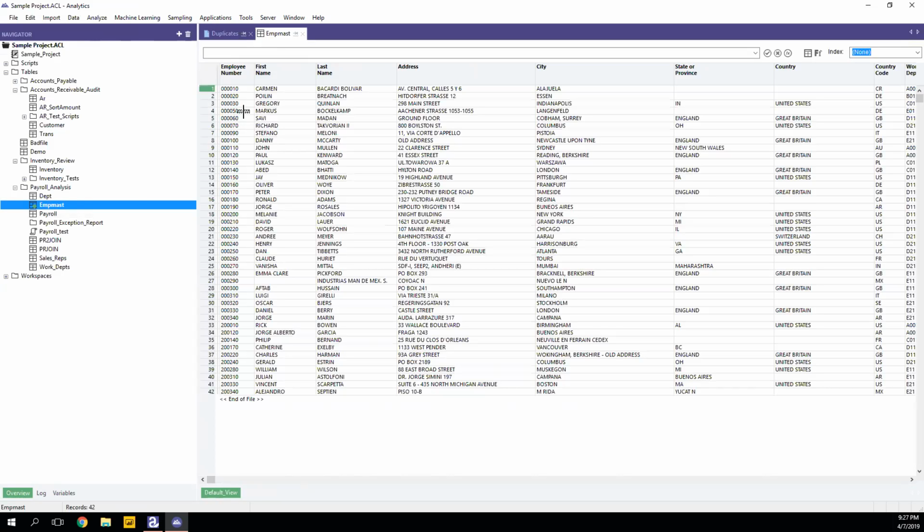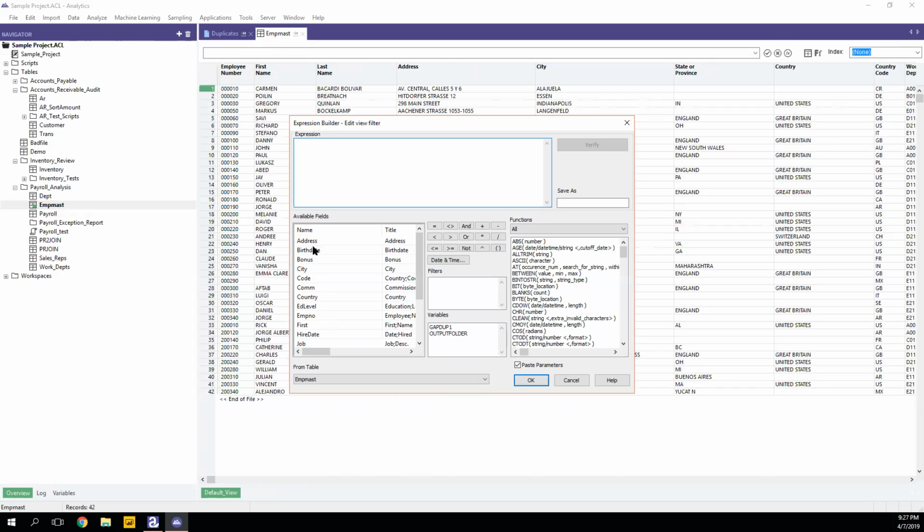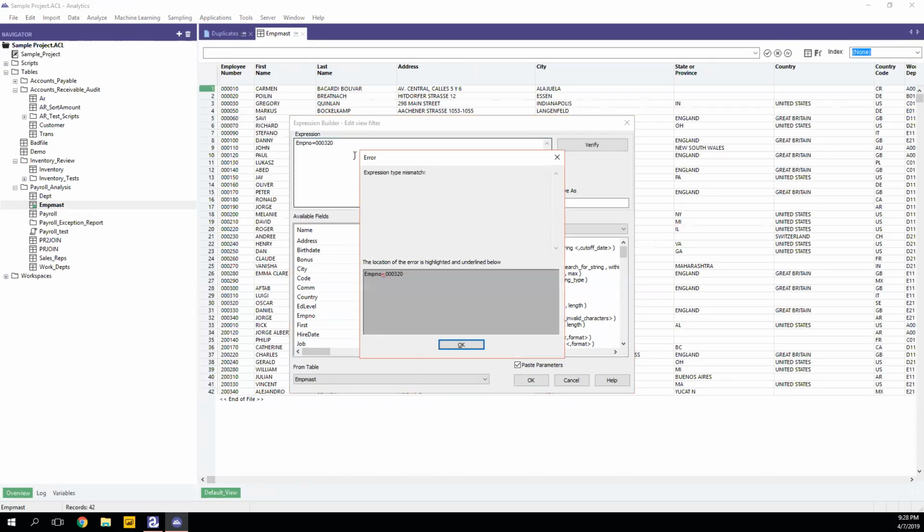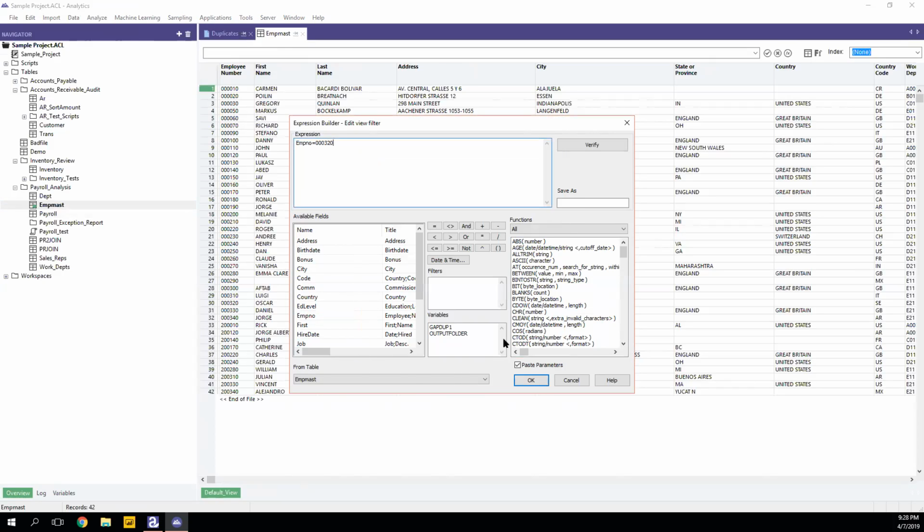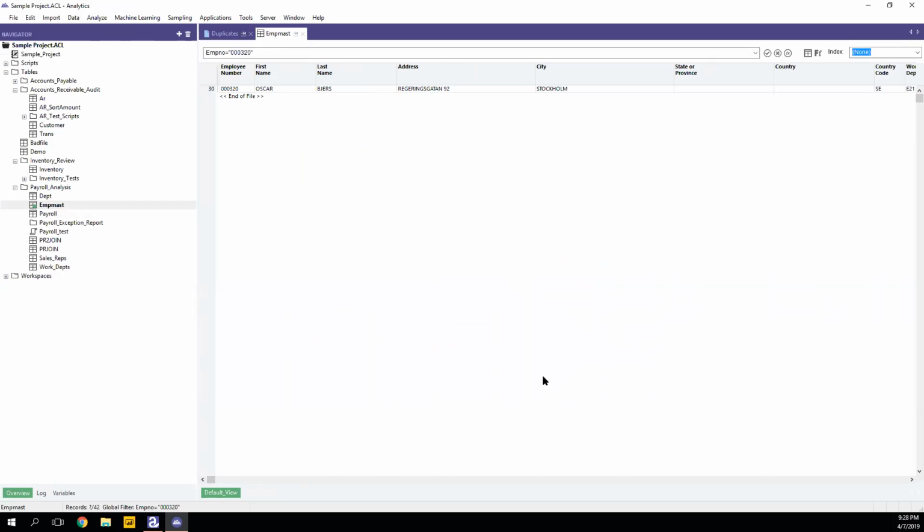So now I go to EMP mast, filter for EMP no equals 320. I think that's the right number of numbers. Let's click OK. It's Oscar Bijers living in Stockholm. His main work department is E821, not E83.